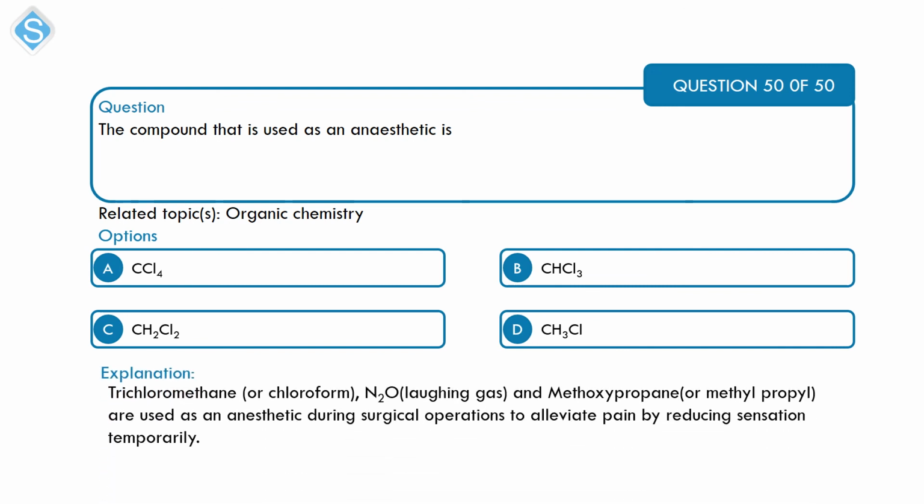Okay, trichloromethane or chloroform is used as an anesthetic during surgical operation to alleviate pain by reducing sensation. All right, so it is meant to reduce the pain that the patient is supposed to feel during the operation. Other anesthetics include your laughing gas, the nitrous oxide, and methoxypropane.